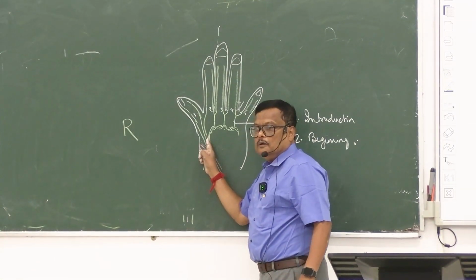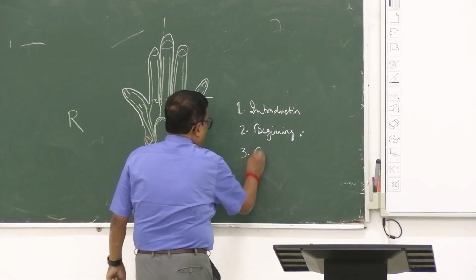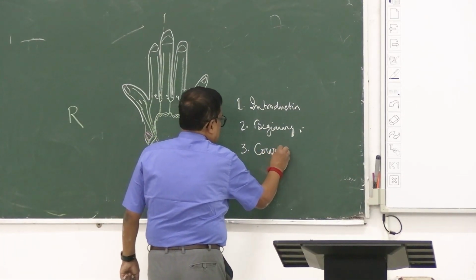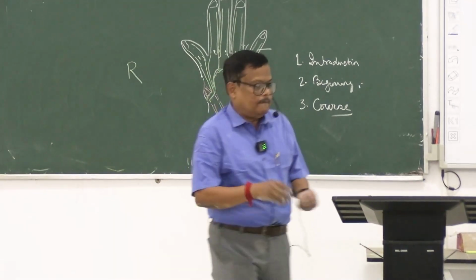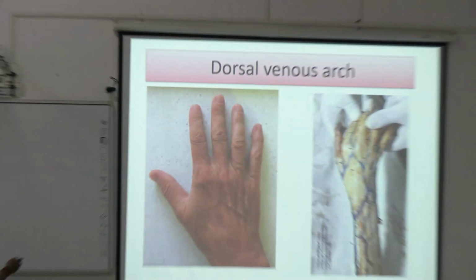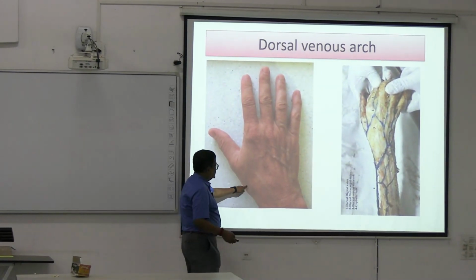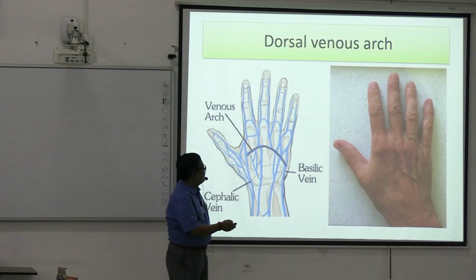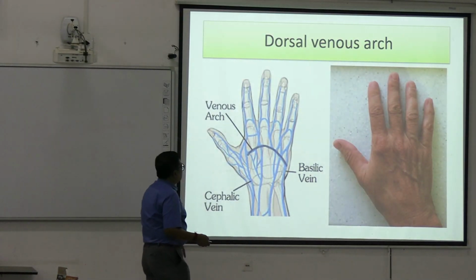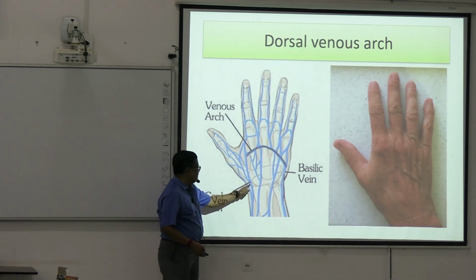Is it clear? Then the beginning is done. The next question is the course, how it goes. So the beginning is here. This is the dorsal venous arch, and here is the beginning of the cephalic vein.